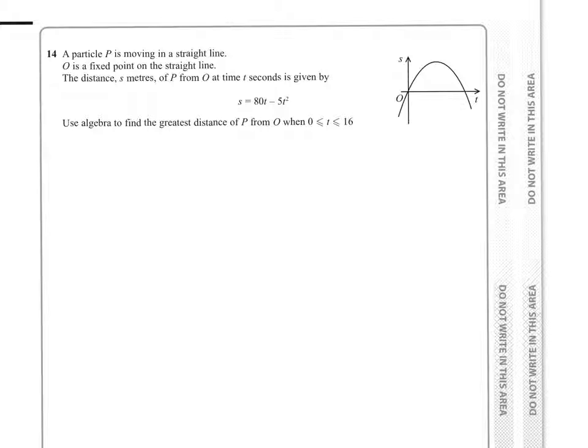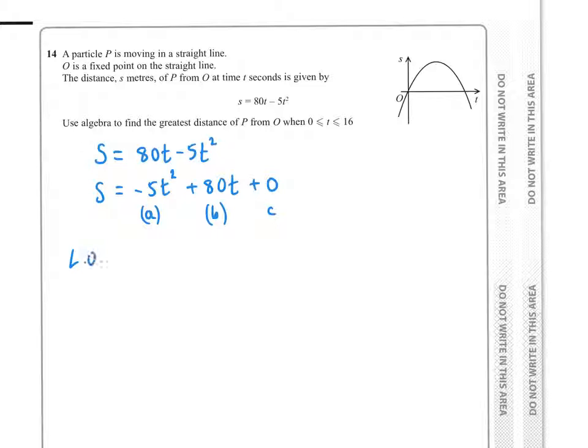Question 14. Very, very difficult question to explain. There's so many different ways of looking at it. You could argue that if you wrote this quadratic in this form like so, with this value being your A value, B and C, then your line of symmetry is minus B over 2A, which is minus 80 over 2 lots of minus 5, that's minus 10.